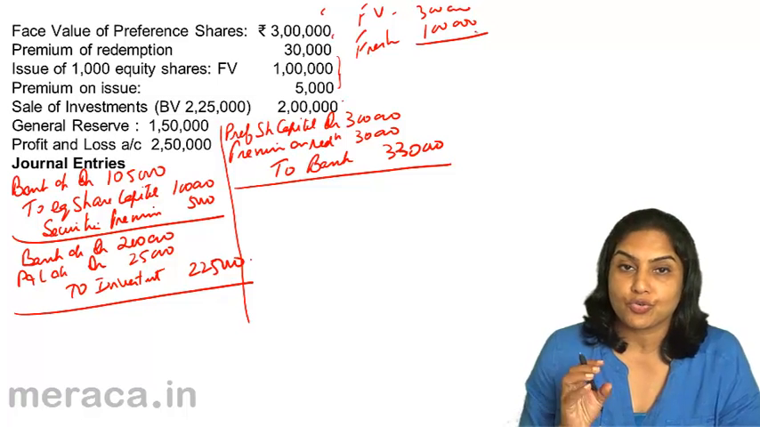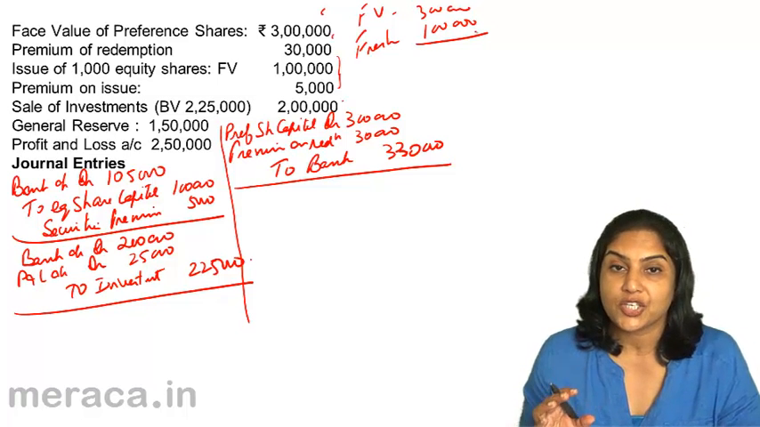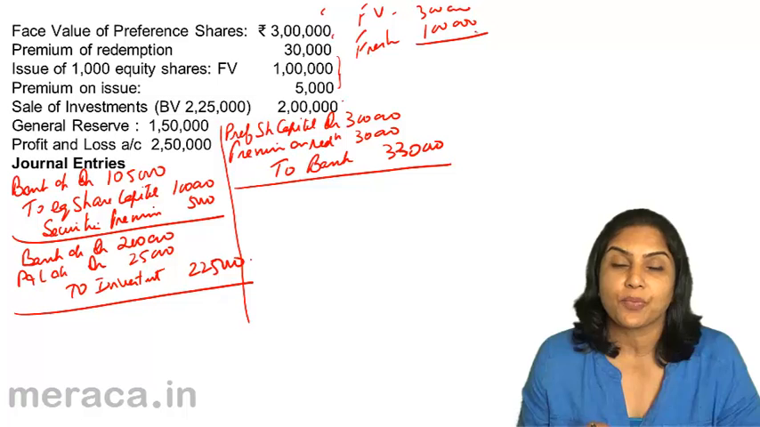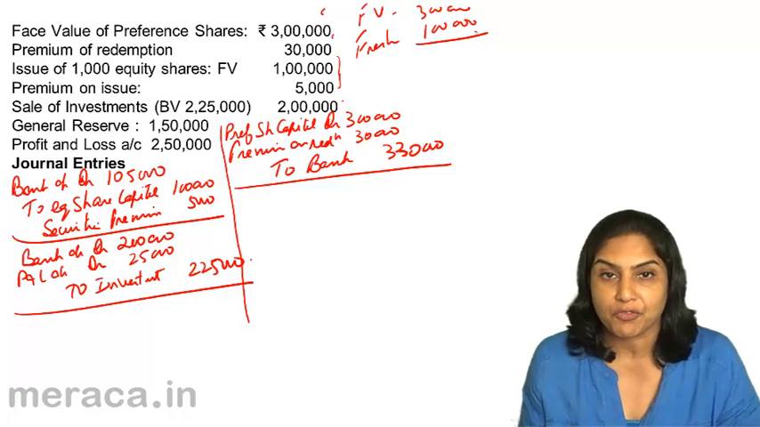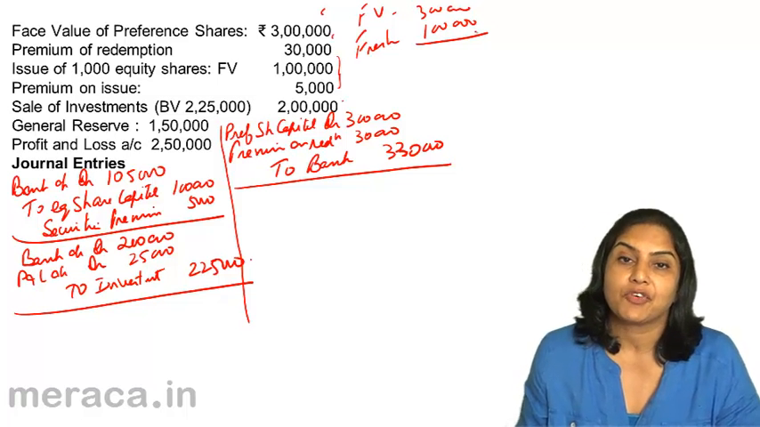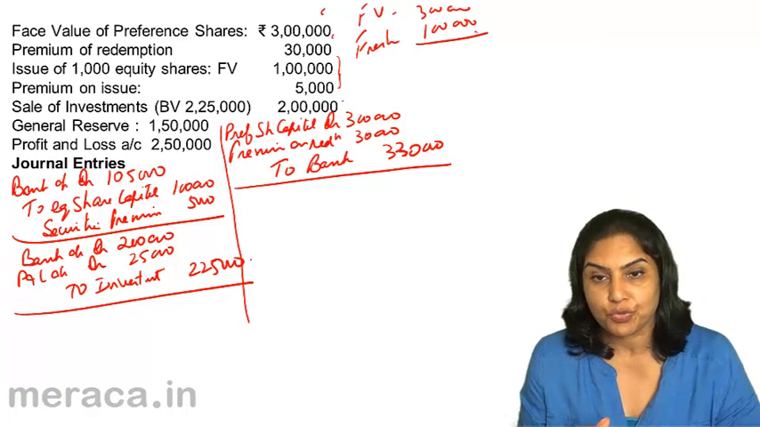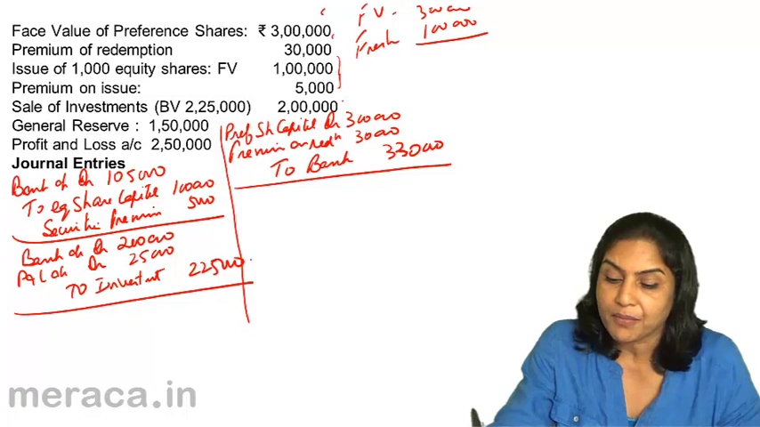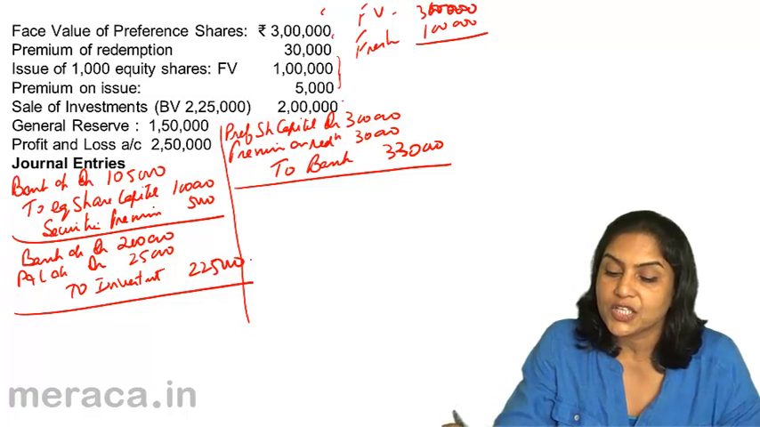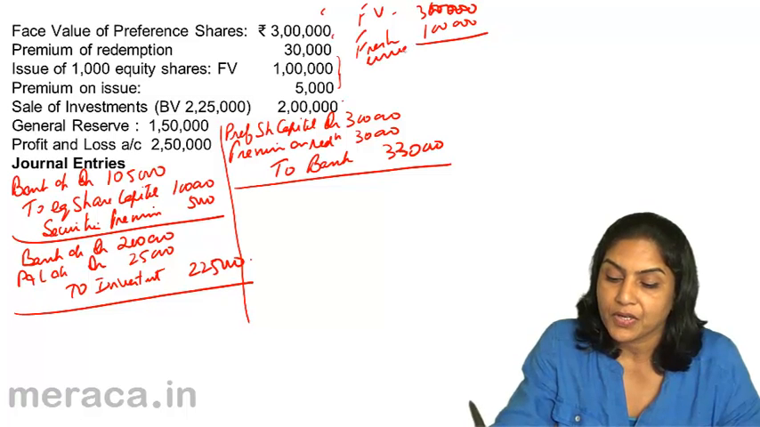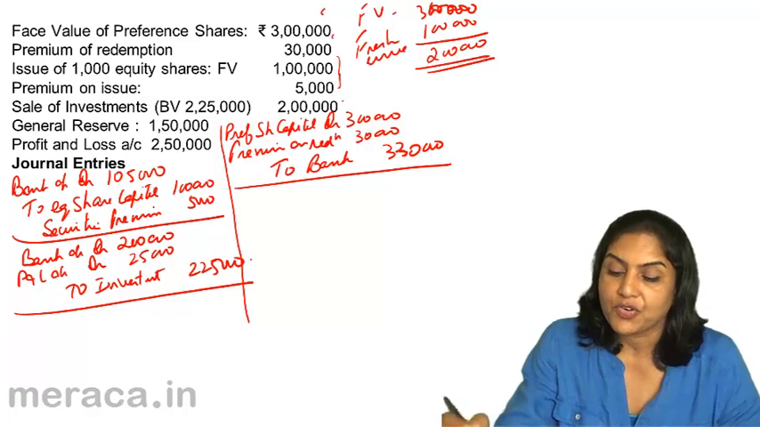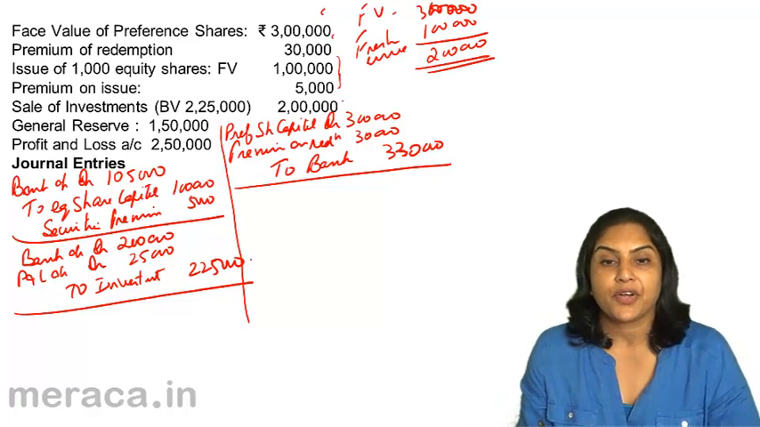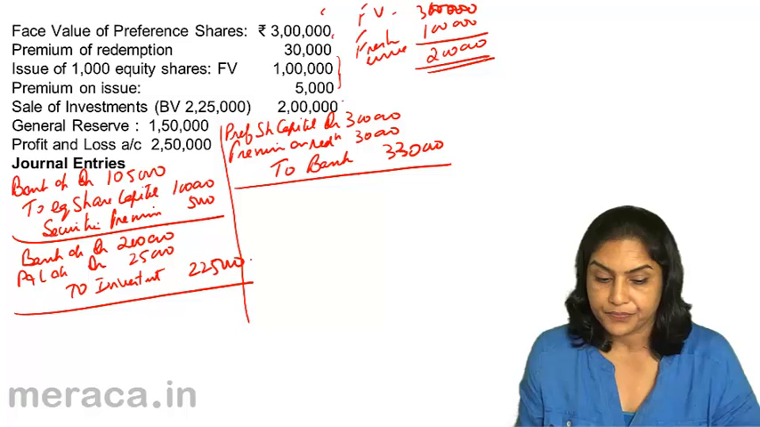We just wanted to know how many shares needed to be issued to get adequate amount of money, adequate amount of funds. For that, we took the actual issue price. So here, face value of preference shares to be redeemed is 3 lakh. Proceeds of fresh issue is 1 lakh. Therefore, 2 lakh needs to be transferred to the capital redemption reserve account.